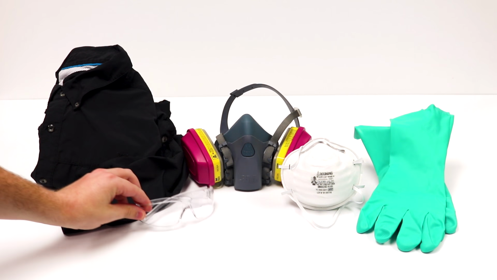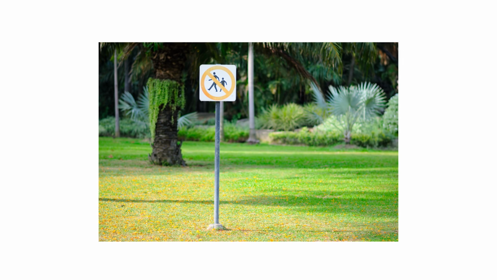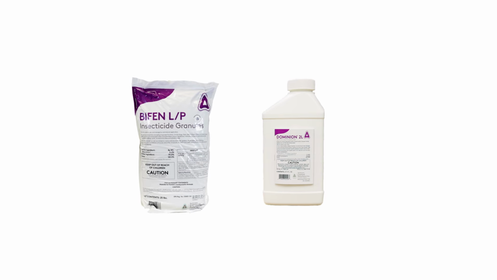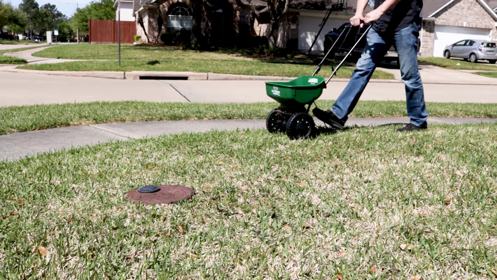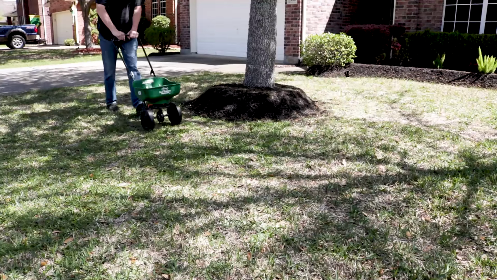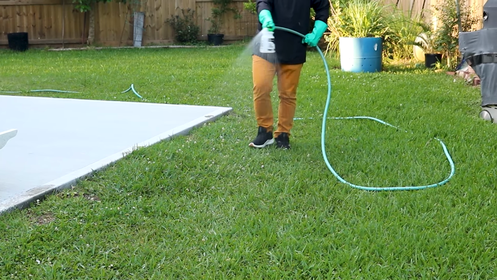Before starting any treatment, be sure to wear your personal protective equipment or PPE. And remember to keep all people and pets off the treated areas until dry. To get rid of turf pests, you'll need to use insecticides labeled for turf pest control, like Bifen LP and Dominion 2L. Bifen LP is a granular insecticide that will need to be watered into the soil, so we also recommend following up with a broadcast treatment of Dominion 2L.